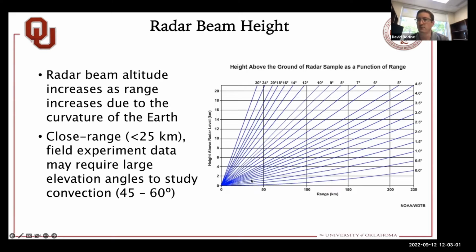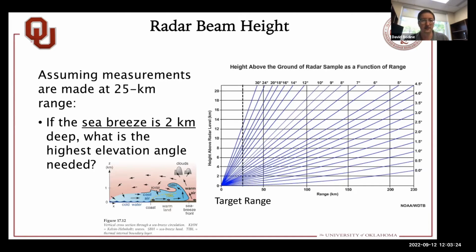This is one reason why we do field experiments with mobile radars. We can take the radar really close and really finely sample the low levels of the thunderstorm. But the disadvantage is that if you want to collect data really close, then to see the top of the storm, you need to use some of these higher elevation angles too. So there are some trade-offs here in terms of the overall scan time that's required.